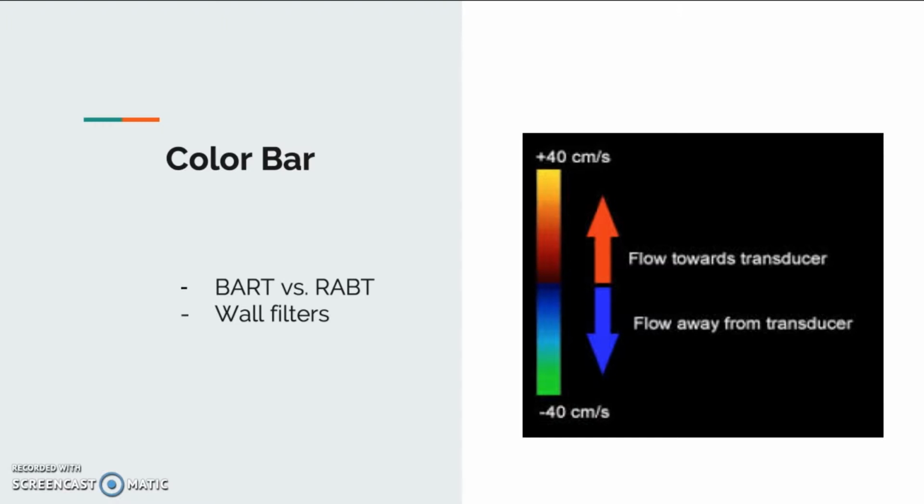Wall filters are also shown on the color bar, and this is just the black middle line that separates the red from the blue. Wall filters are high-pass filters, which means that velocities that pass are higher than the threshold. They reduce the amplitude of the low-frequency shift signals.